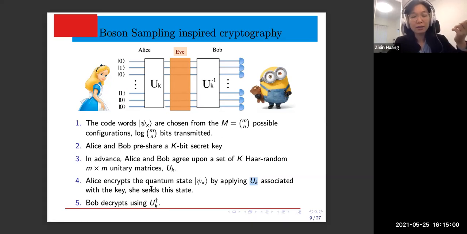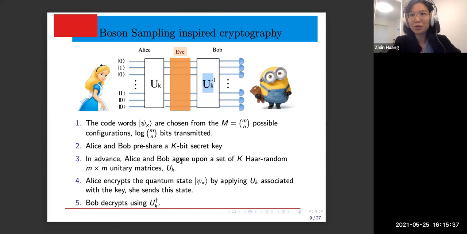Upon receiving the state, Bob, because he knows the secret key, knows what Alice has implemented, and then he applies the inverse unitary. Because Alice has applied a unitary and Bob is applying the unitary inverse, the interferometer turns into the identity, and Bob retrieves the code word by simply measuring photon counting. Okay, so that's the protocol.